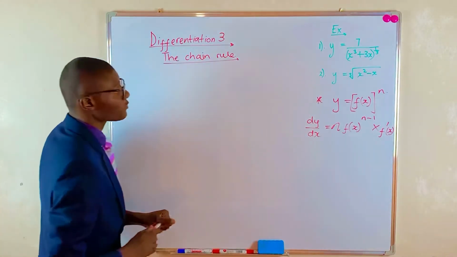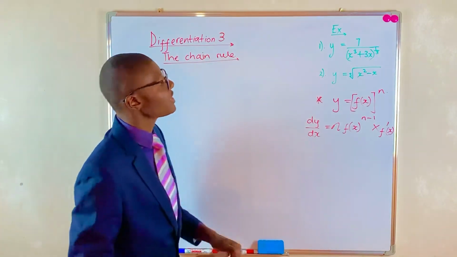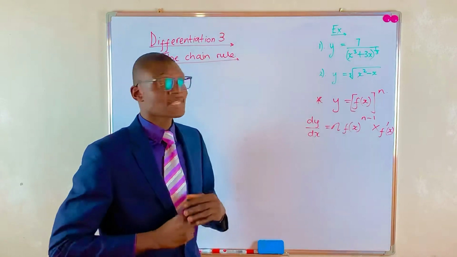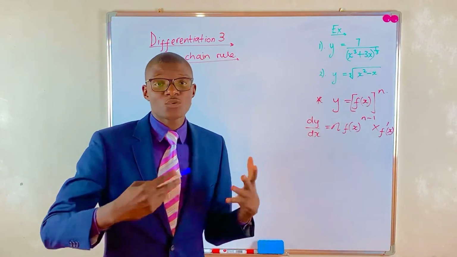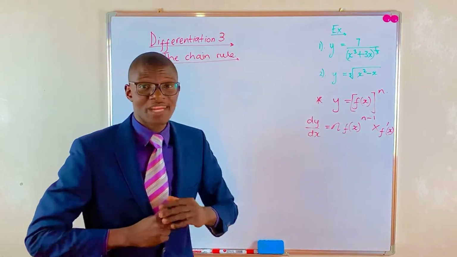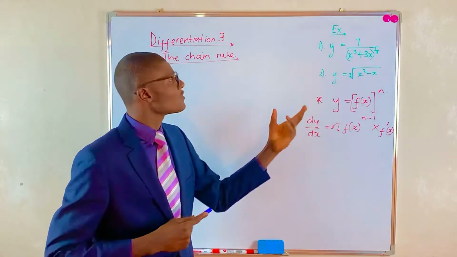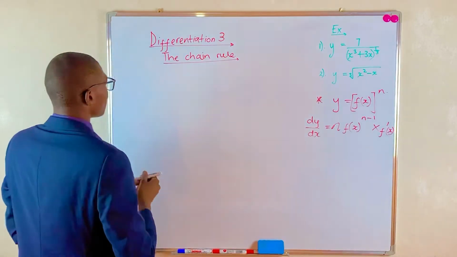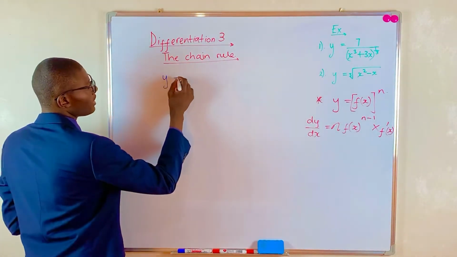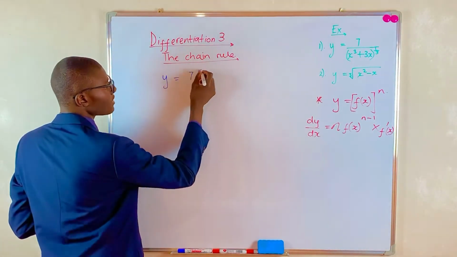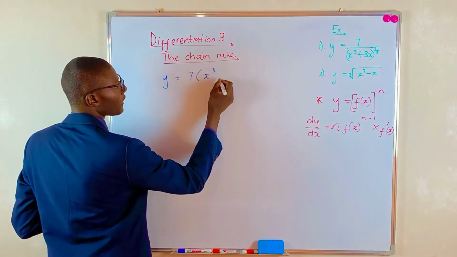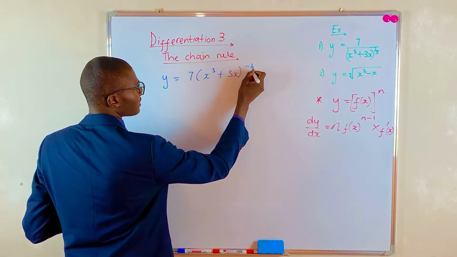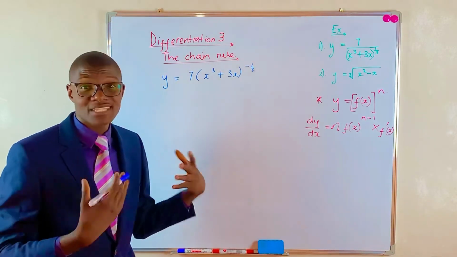Okay, so for the first one, we've got y is equal to 7 over (x^3 + 3x) raised to the power of 1/3. So first of all, we need to take that denominator into the numerator, which means we're going to change the sign of the power to a negative. So we shall have y being equal to 7 times (x^3 + 3x) raised to the power of minus 1/3.